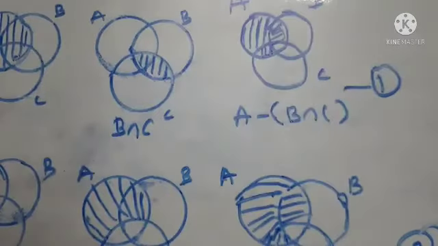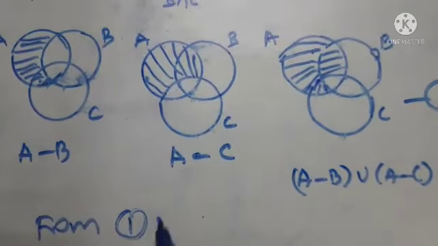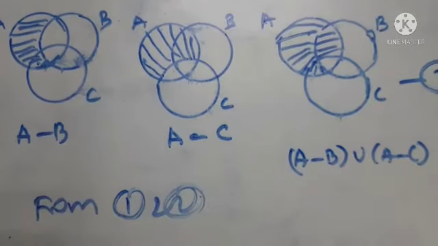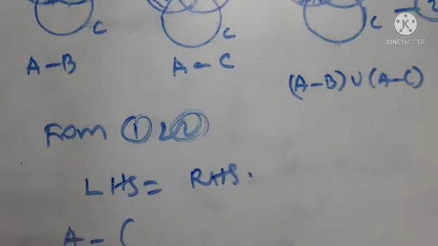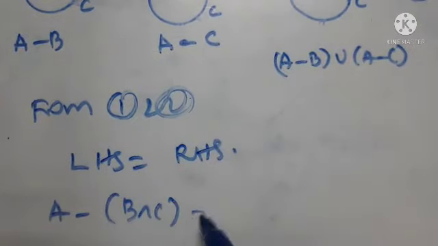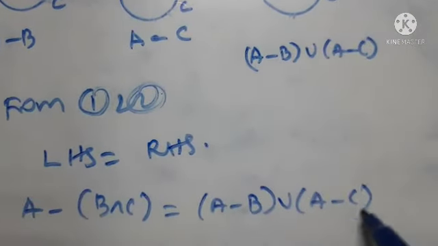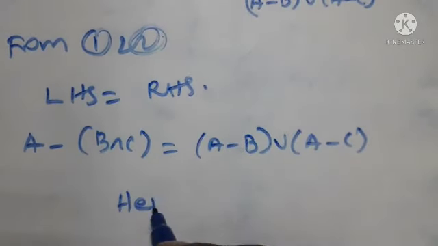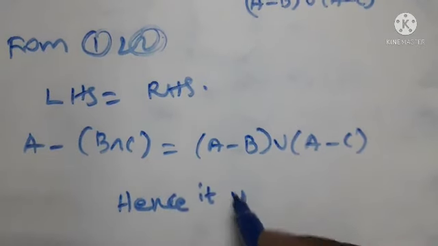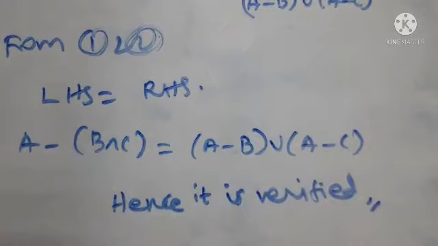See, equation 1 and 2 are the same. So from 1 and 2, LHS equals RHS. So A − (B ∩ C) is equal to (A − B) ∪ (A − C). Hence it is verified. Thank you.